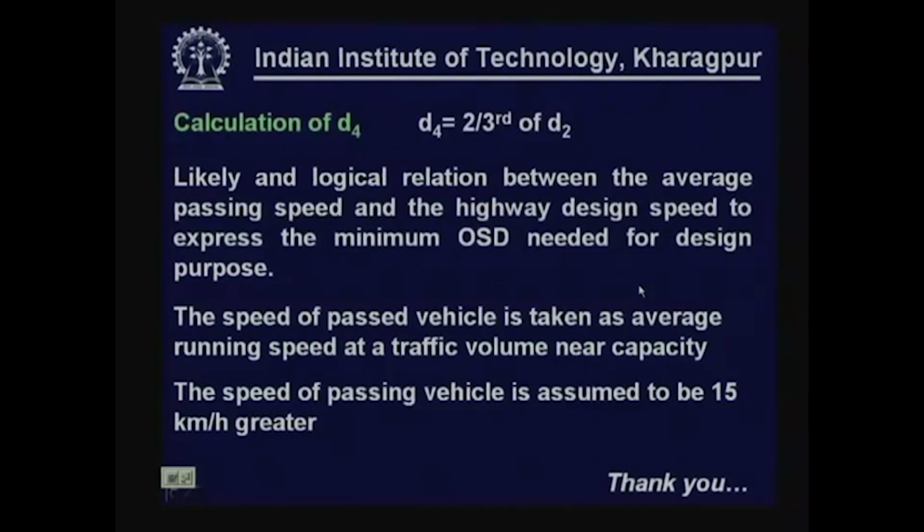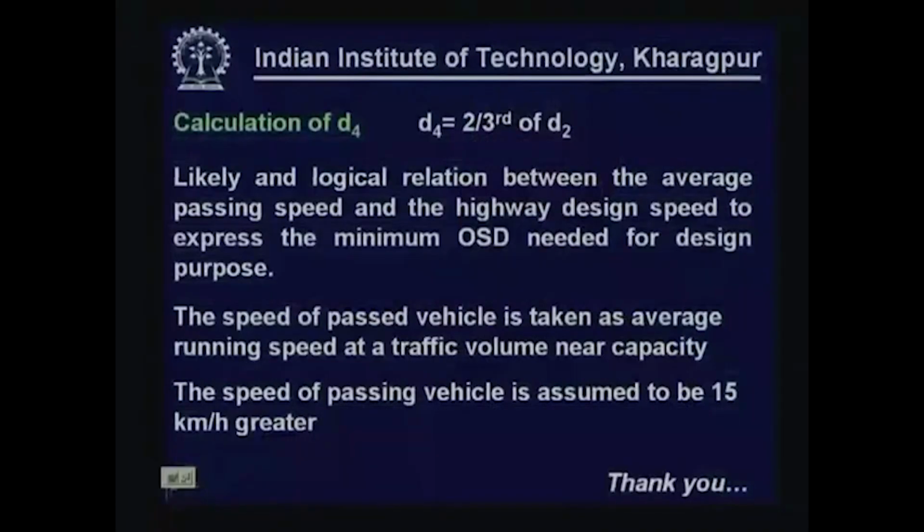Why 2/3? Because up to a certain position, the overtaking vehicle can really cancel the overtaking operation and go back to its original lane. So, while calculating the distance covered by the opposing vehicle, it is not necessary to take the complete D2 length, but it can be taken as 2/3 of D2. Now, all these D1, D2, D3 and D4 are based on the average passing speed of vehicles.